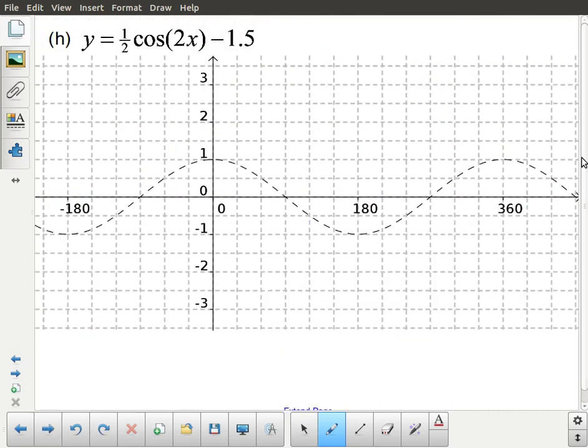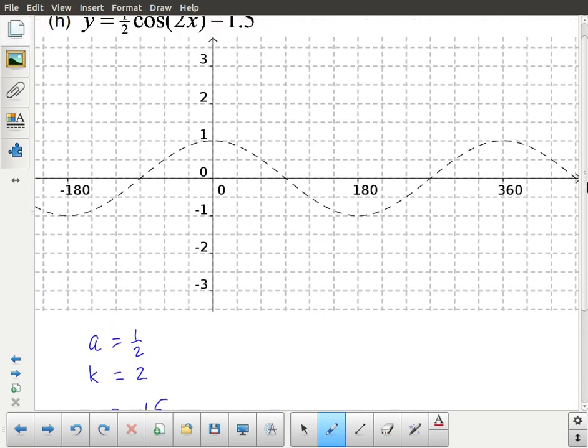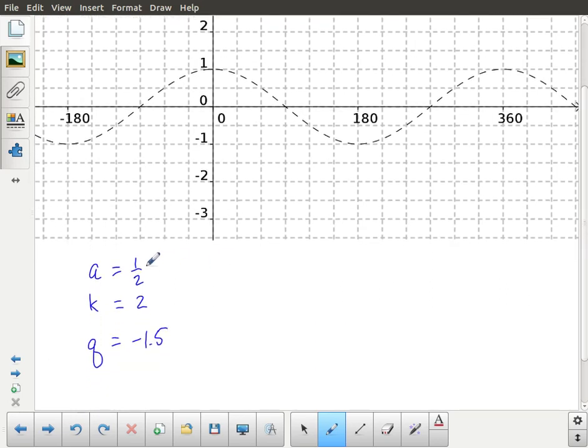This may be the last example, now that we're getting into these more complex transformations. My A value in this case is 1/2. My K value is equal to 2. And I have a Q value equal to -1.5. And so we could once again, well, let's at least document what these mean.